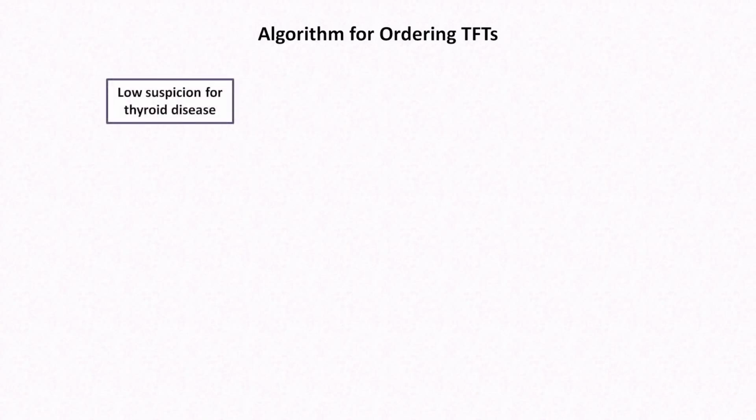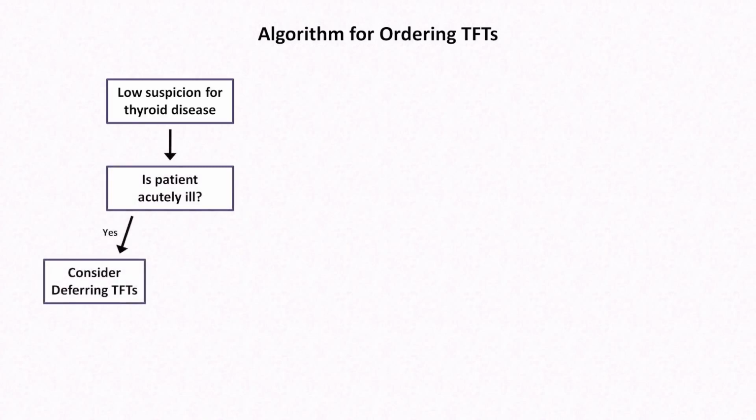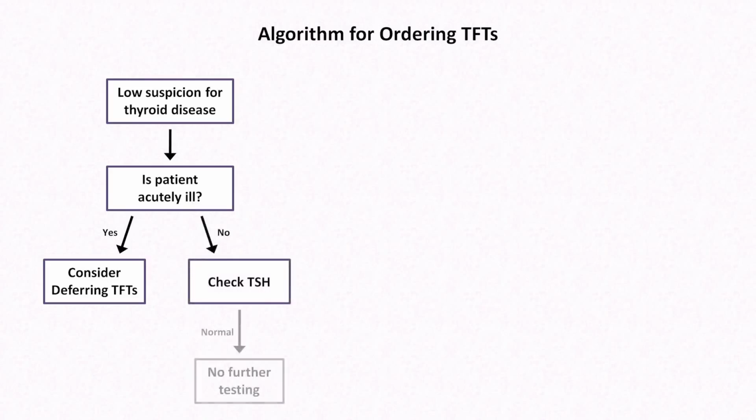If you have a low suspicion for thyroid disease and the patient is acutely ill, consider deferring TFTs until the patient's better. It can be very difficult to sort out euthyroid sick syndrome from true thyroid pathology in acutely ill patients. If the patient is not acutely ill, check the TSH by itself first. If it's normal, consider yourself done with no further testing.